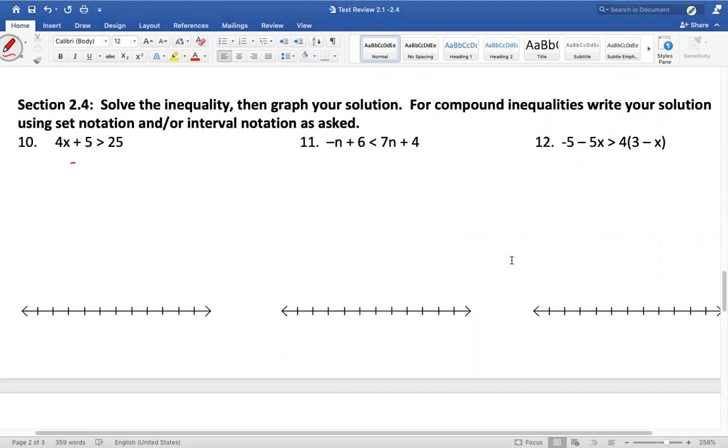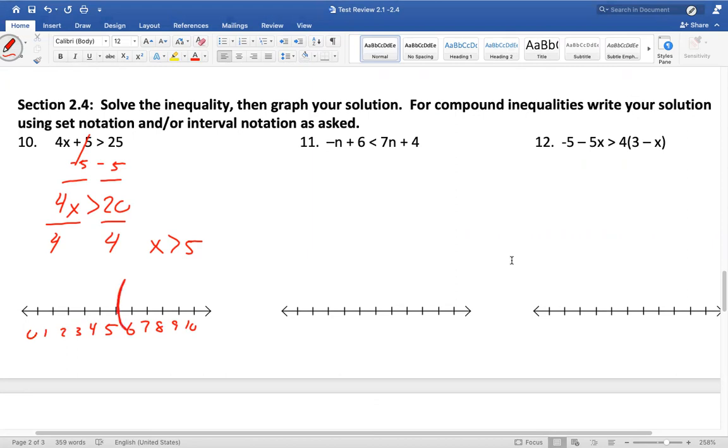So I'm going to subtract 5. I get 4x is greater than 20. Divide by 4, and x is greater than 5. I like to do 5 in the middle, 6, 7, 8, 9, 10, and then 4, 3, 2, 1, 0. I like to put my number in the middle. It's going to be a curved bracket. We're shading to the right because I'm eating the variable.